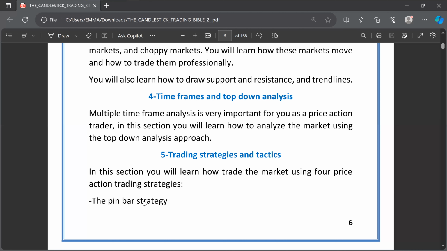Weeks, days, 4 hours, 1 hour, 2 hours. So it depends on what you think you can trade. Every trade that any trader enters has a time frame, a time that you entered the market, right? I actually trade on the 1 hour time frame, right?